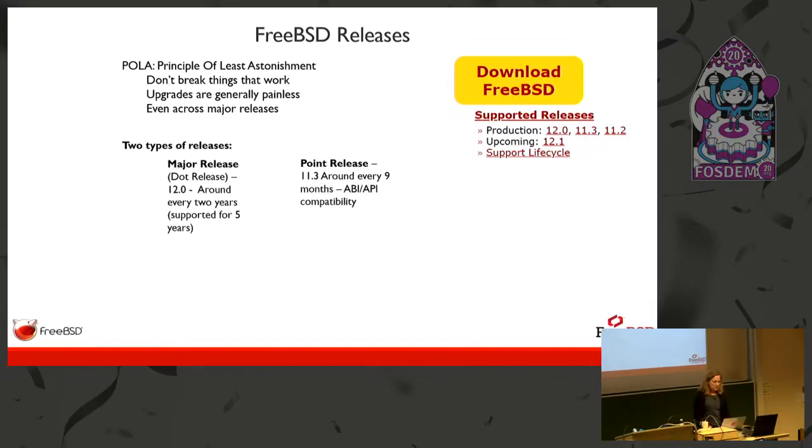So we have two types of releases, major and point releases. And so right now the next major release will be 13.0. There isn't a schedule for that yet, but I would guess the end of the year, early next year. It's every couple of years, and there's a release schedule for 12.2 to come out, and I believe 11.4. And so we also have these policies or rules of not breaking the ABIs and APIs.